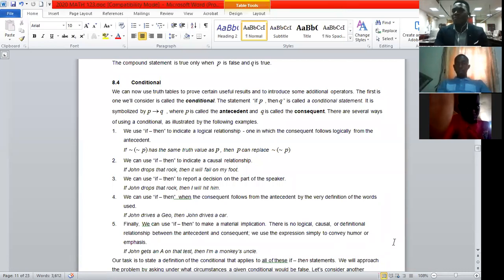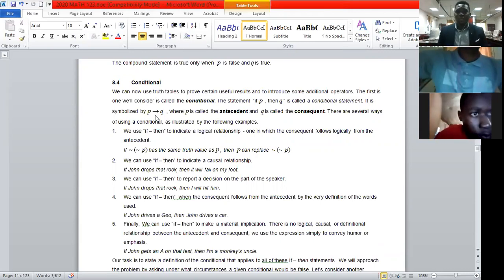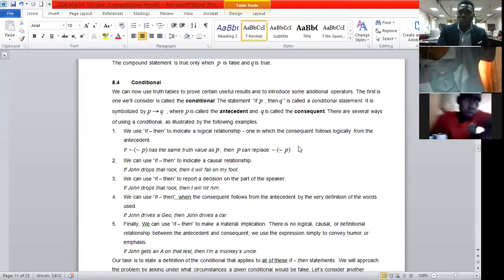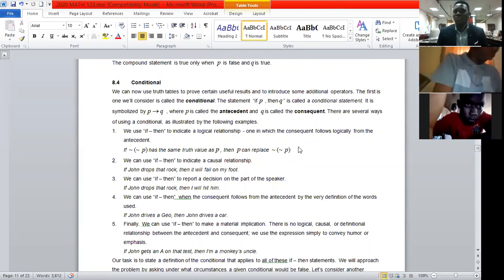So another logical tool that we use, or implication that we use, is the conditional. The conditional there is P implies Q. That's what it means. P is the antecedent and Q is the consequence. That statement can be represented in four ways or five ways, in fact. One of them is the negation of P, which is equal to what? If the negation of P is equal to P, then I just need to use P. So it's the same as P.